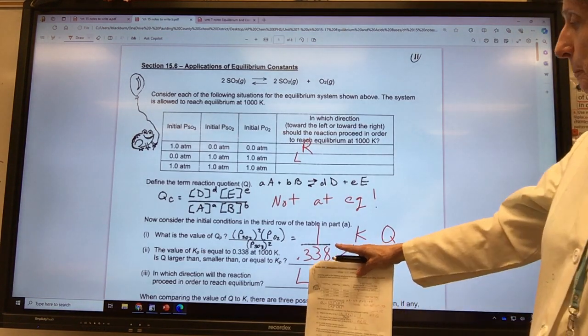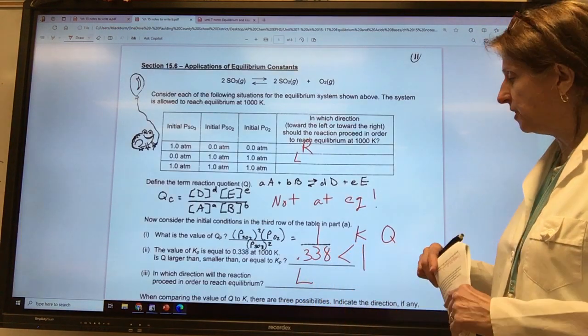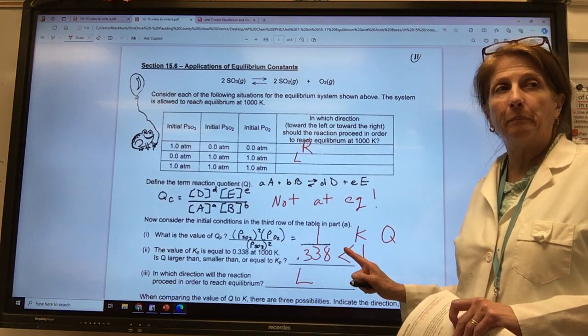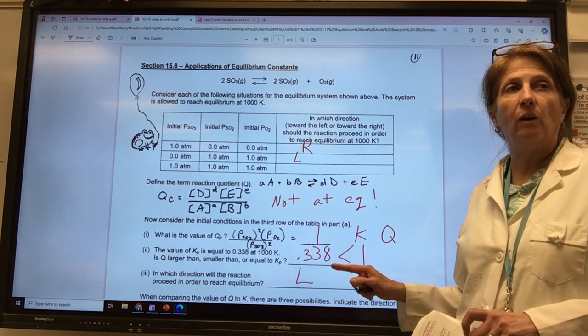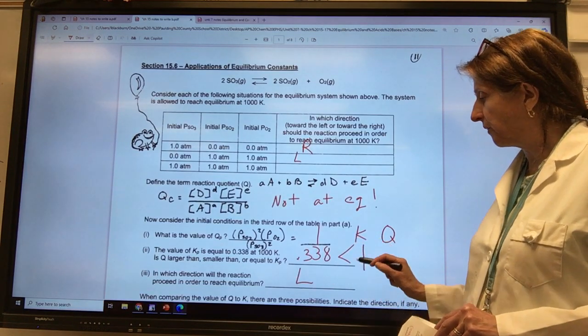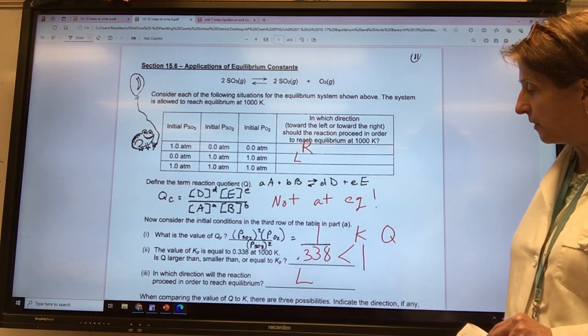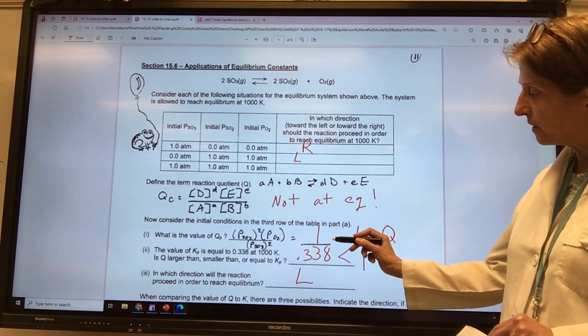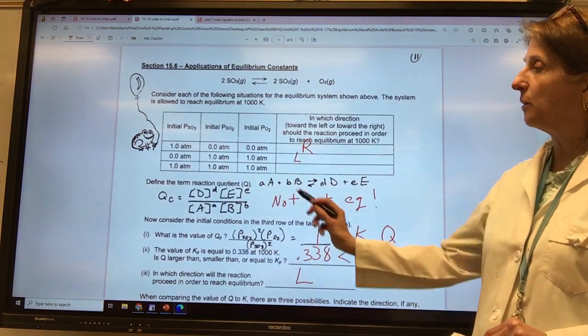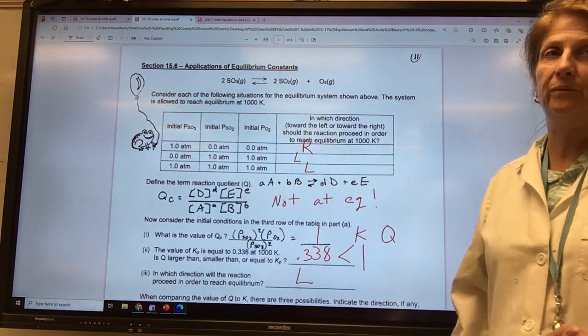So 0.33 is less than 1. Now, do y'all like the alligator or Pac-Man? I like Pac-Man now. I used to like the alligator for the greater than, less than, but now I like Pac-Man because it's easier to draw. Pac-Man wants to eat the 1, so the arrow's going this way, so our reaction would go to the left, and we know that now, and we can fill it in.